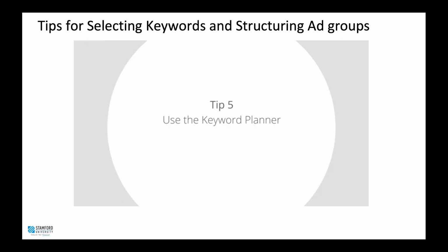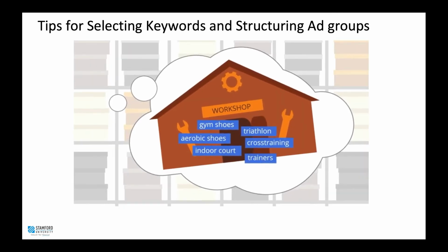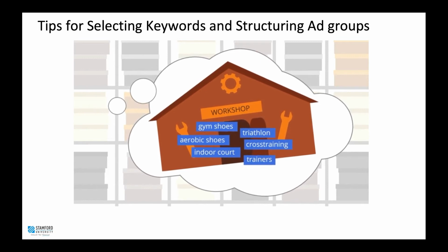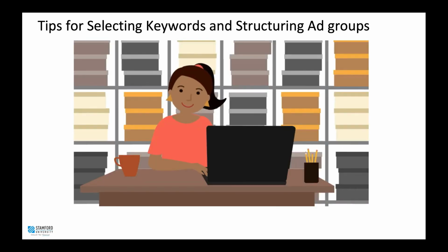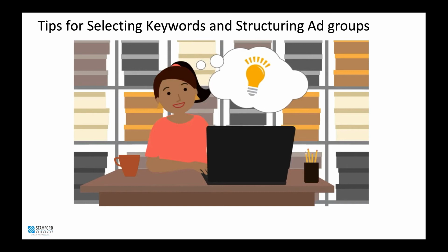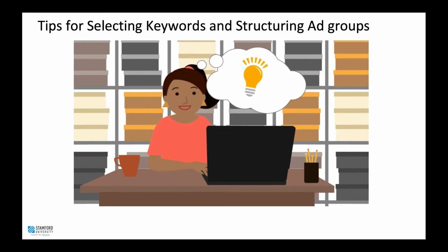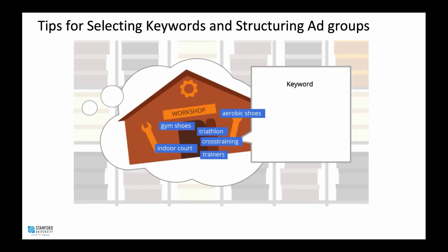Tip 5. Use the keyword planner. Think of the keyword planner like a workshop for building new ad campaigns or improving existing ones. Mary uses the keyword planner to come up with new ideas for effective keywords. The keyword planner also helps her estimate the number of clicks she would get for her new keywords.